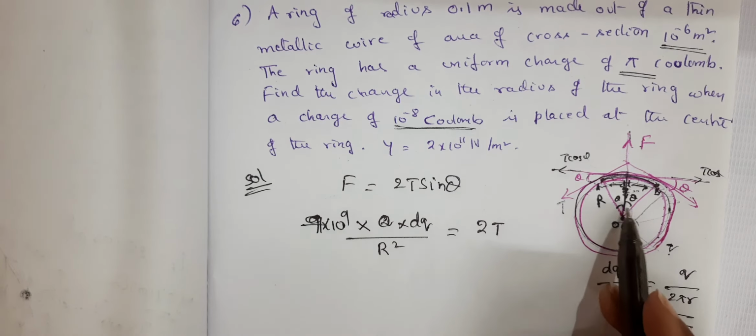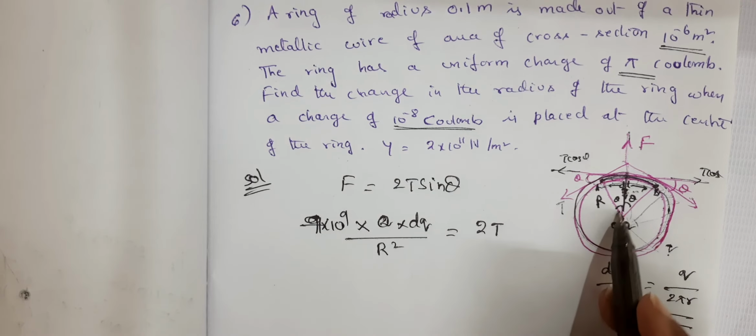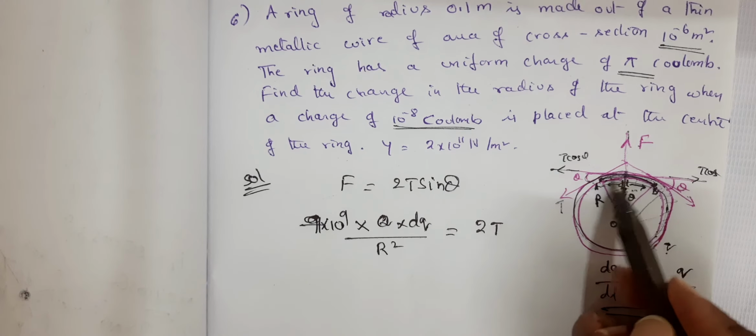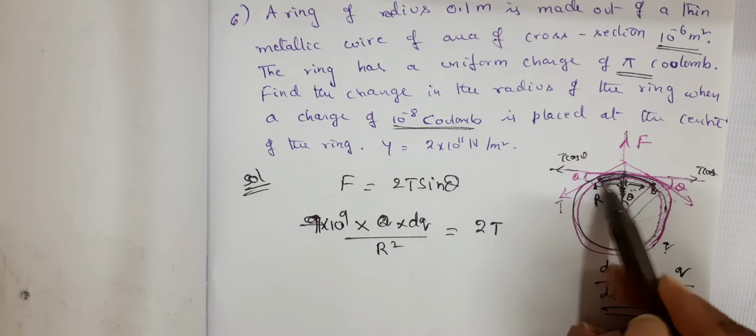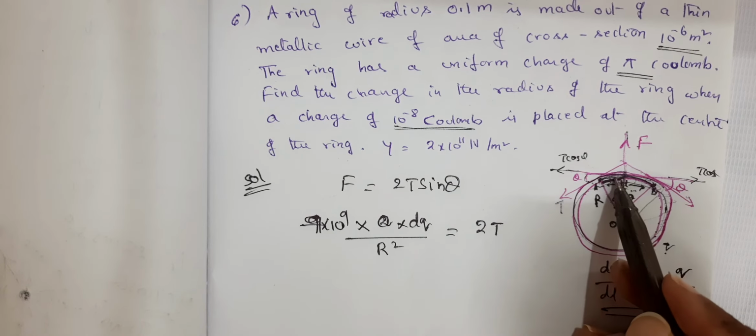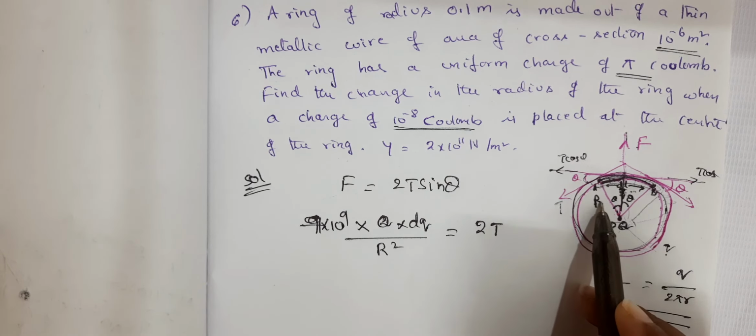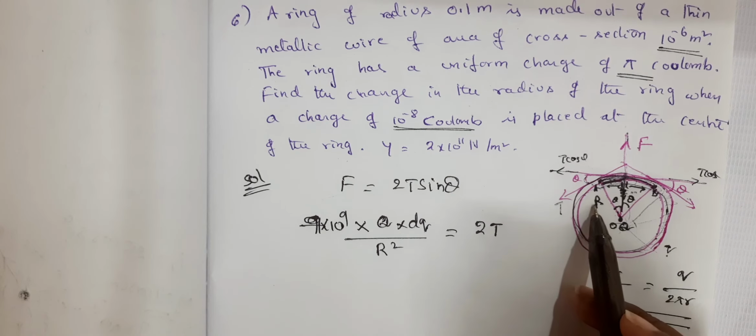Now coming to sine theta, see, two concepts, two ways you can do it. Like say this is very small, we take it as a straight line, right? So this is dl by 2, opposite side is dl by 2, and the hypotenuse is r. So sine theta is equal to opposite by hypotenuse.